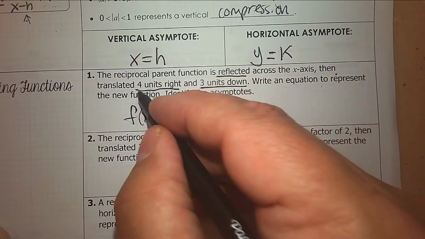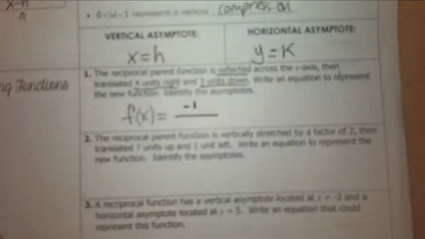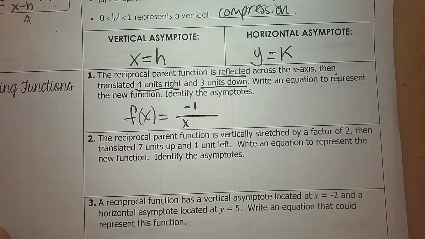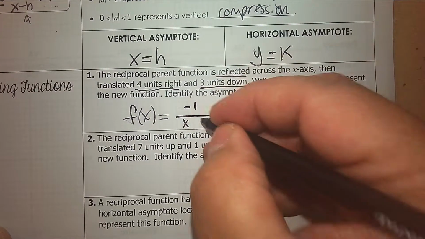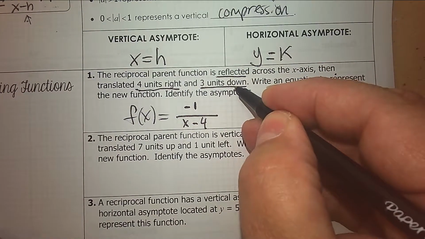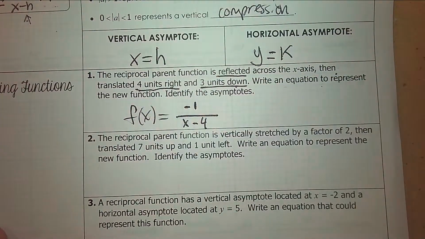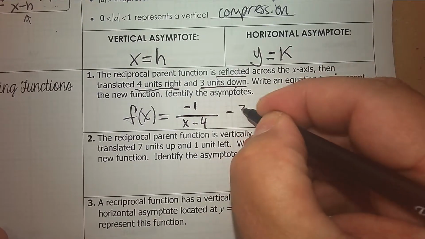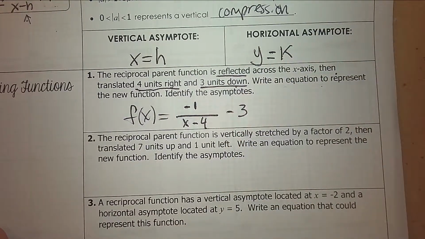It's 4 units in what direction? To the right. Is that adding or subtracting in the denominator? Correct. The opposite, right? And then 3 units down. Does it do what it says, or the opposite? So, on the outside, what am I going to do? Perfect. Let's look at number 2.